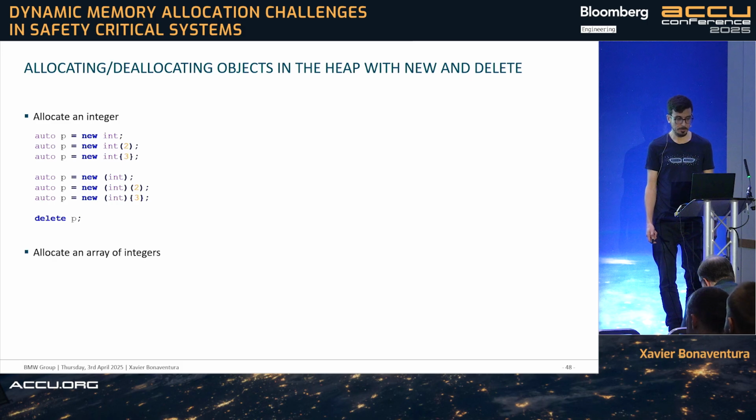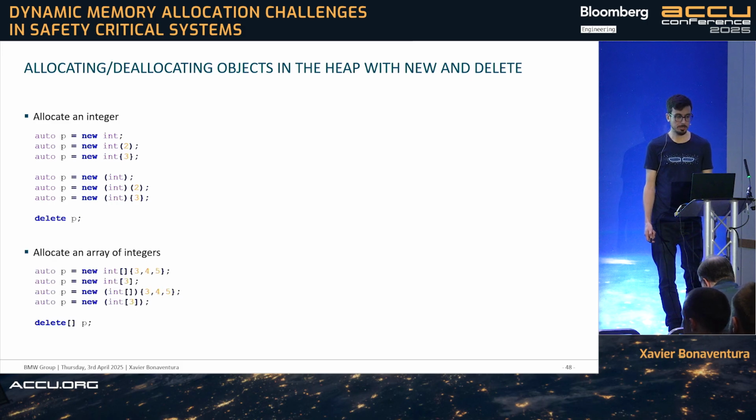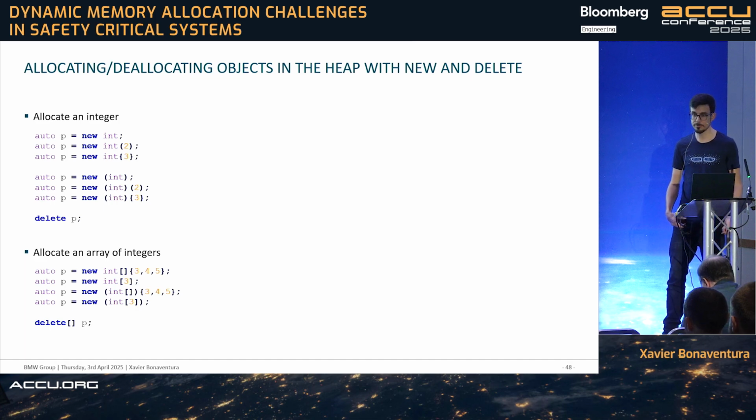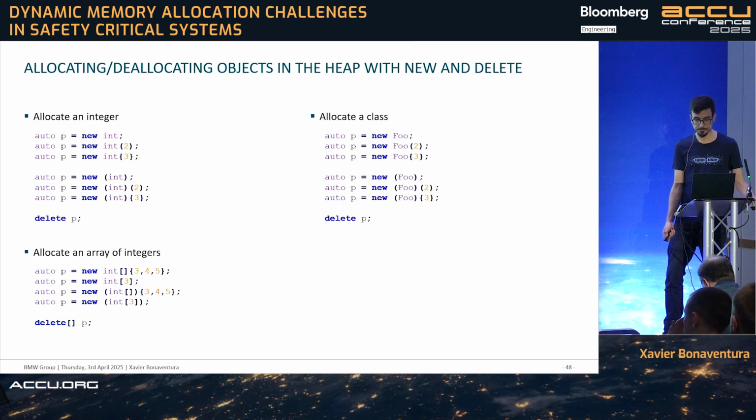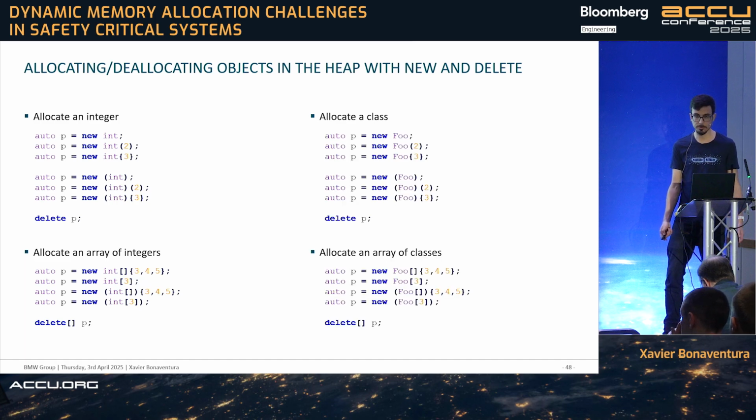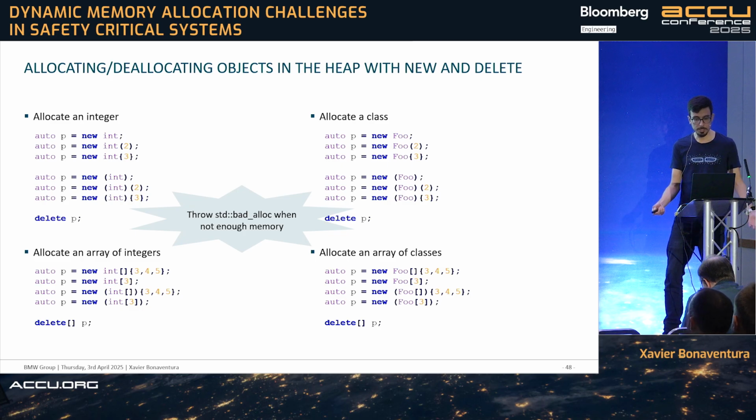That's it. For arrays, it's a similar approach. You can have the size of the array deduced from the initializer. And then basically you can also have them uninitialized. And the important part here is that the delete needs to go with the brackets. Otherwise, you have problems there. If it's not an integer but just your class, quite simple, it's the same, just replace int with your class, not different. But all of these forms can throw a bad alloc when there is not enough memory.